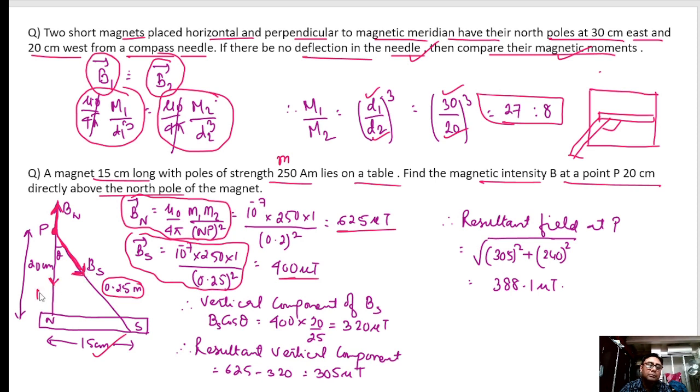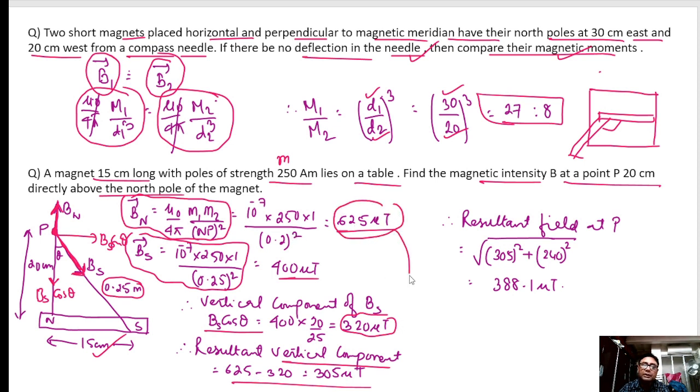So watch one thing. This BS has two components. One is BS cos theta, one is BS sin theta. Okay, so the vertical component BS cos theta is coming out to be this. Theta can be found out easily, cos theta, and net resultant vertical component will be 625 minus this, because they are opposite directed.